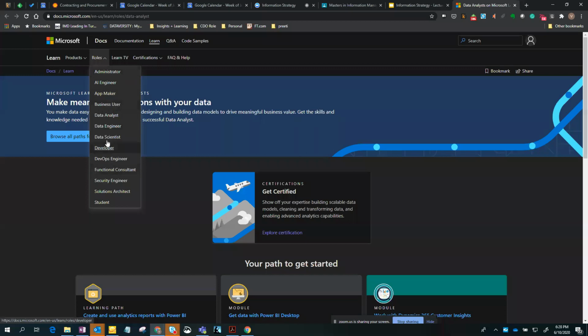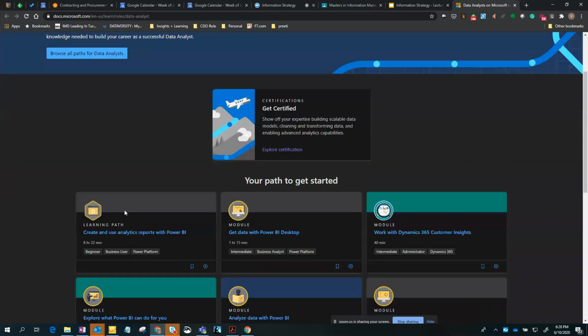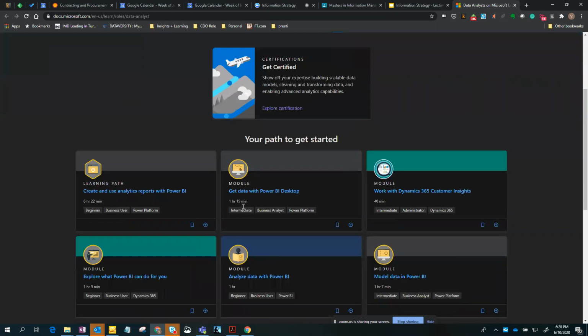Can you see my screen? You have different roles here, and you see data analyst. You go to data analyst, and you come to this screen, which has a lot of different modules. How do you work with Power BI? Power BI is Microsoft's product for data analysis, making dashboards, and reporting it out, etc.